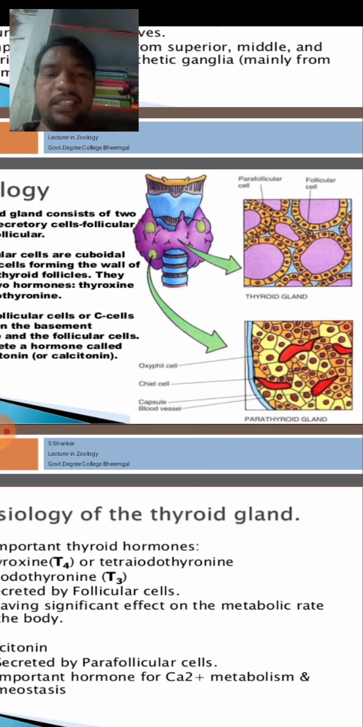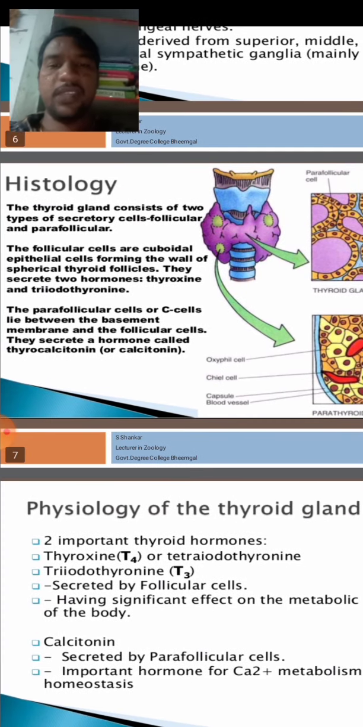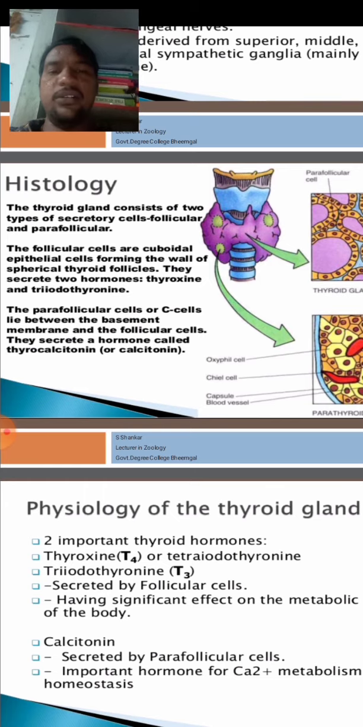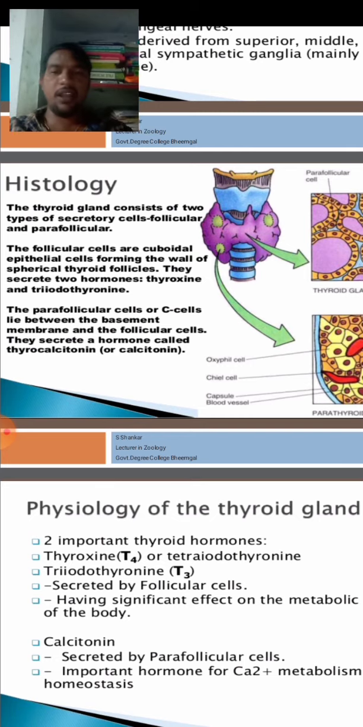Thyroid gland and parathyroid gland. The follicular cells secrete two hormones, thyroxine and triiodothyronine. The follicular cells are cuboidal epithelial cells forming the wall of spherical thyroid follicles.